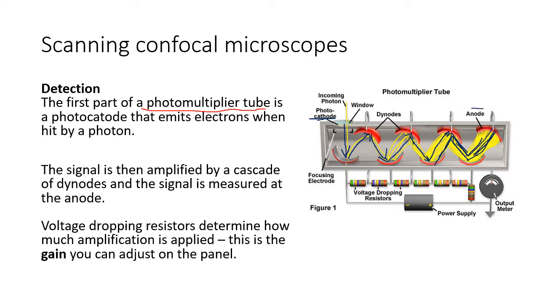And this rate of amplification in the PMT, the photomultiplier tube, is controlled by something called a voltage dropping resistor. And this voltage dropping resistor is the gain you are adjusting when you work at the microscope. The good thing with PMTs is that they are really sensitive and they can see really faint signals. The bad thing is that they are not perfectly linear, and what this means we will discuss a bit later.